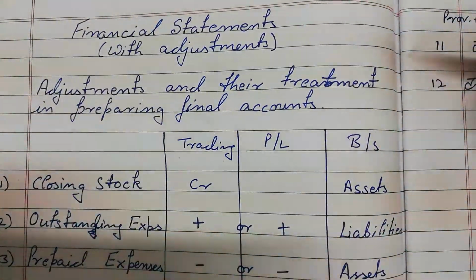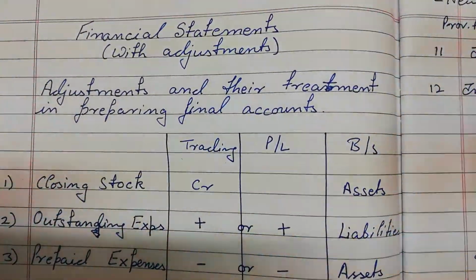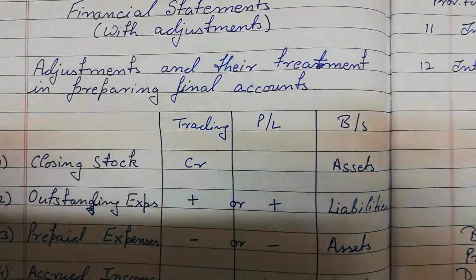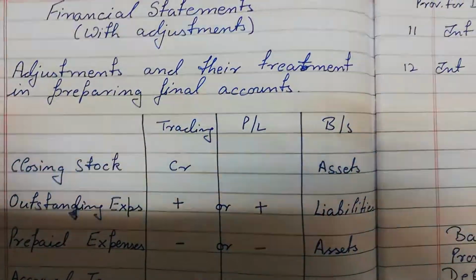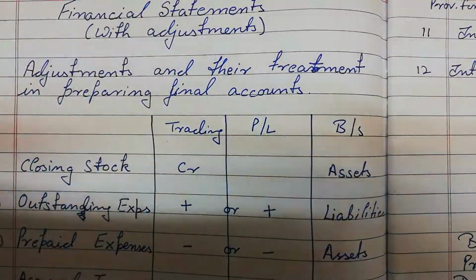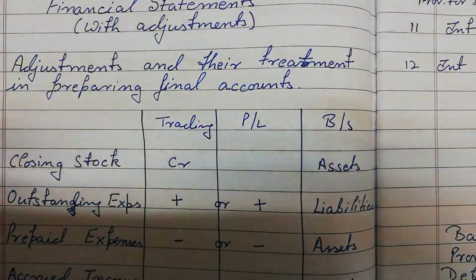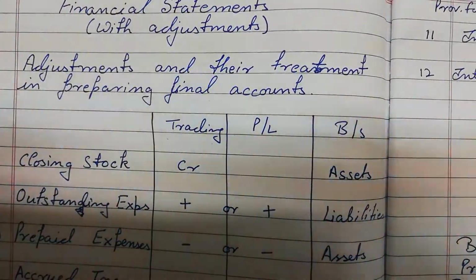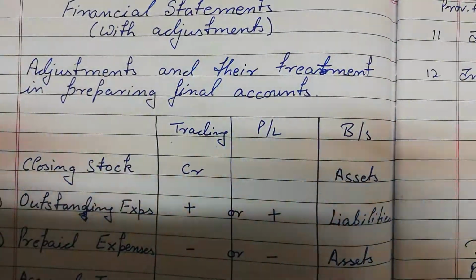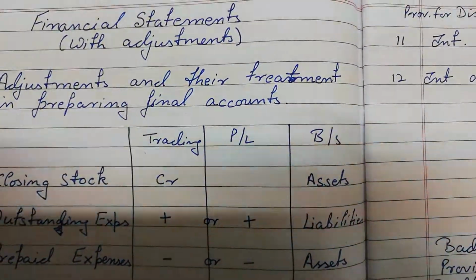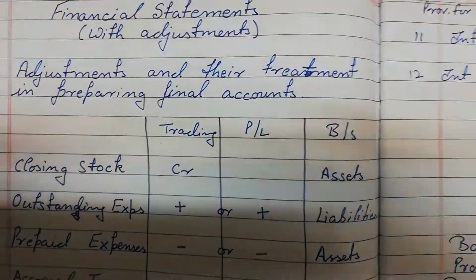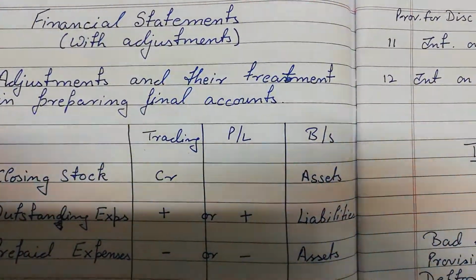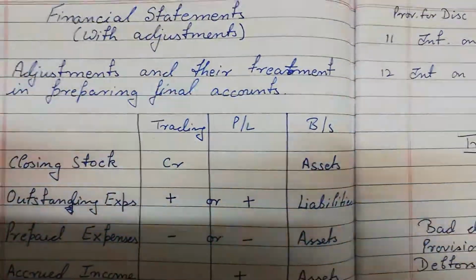In the financial statements, you know the items in the previous chapter I have taught you that the items come in trading, profit and loss and balance sheet. How you are going to prepare financial statements without adjustments. Now I am going to tell you, I have already taught you in the class about the adjustment, but there are some queries and I am going to solve those queries.